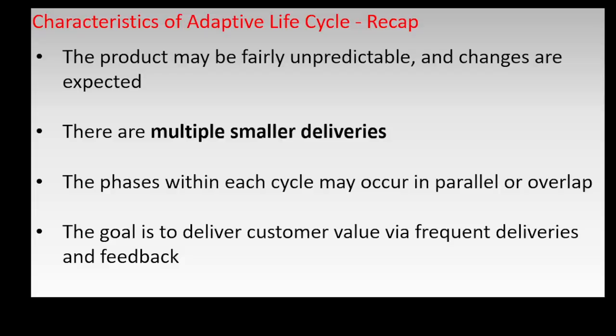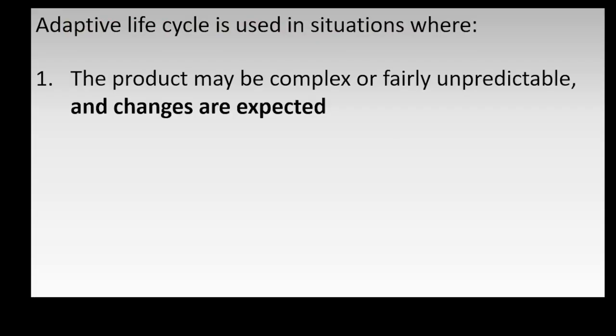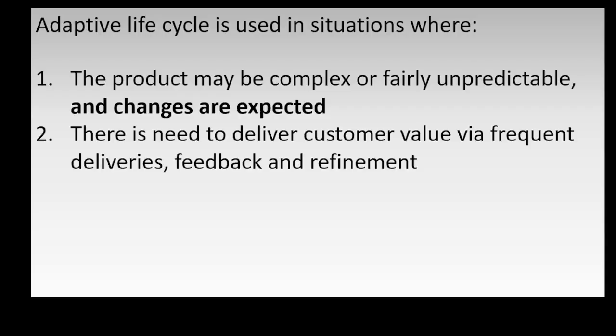have variable durations. Adaptive lifecycle is used in situations where the product may be complex or fairly unpredictable and changes are expected, where there is need to deliver customer value via frequent deliveries, feedback, and refinement. Therefore, we assume that the above conditions are satisfied by the e-commerce website and the payday loan example projects we will discuss in this video. Know that you are not adapting if you are just delivering products in several cycles without focusing on value and refining product increments with feedback.